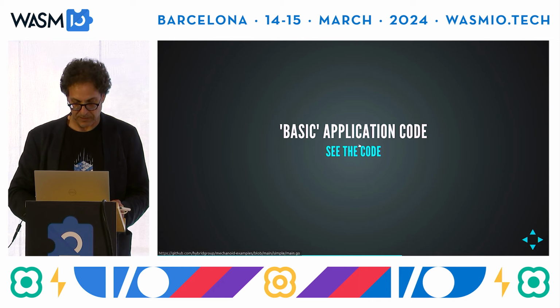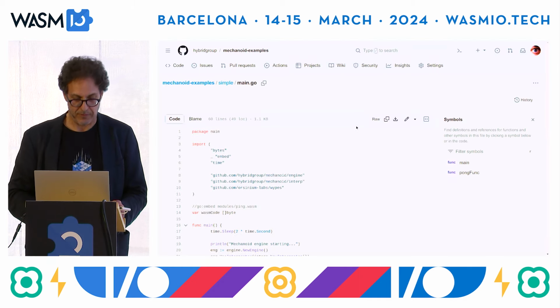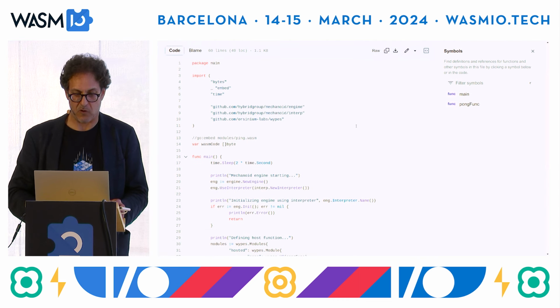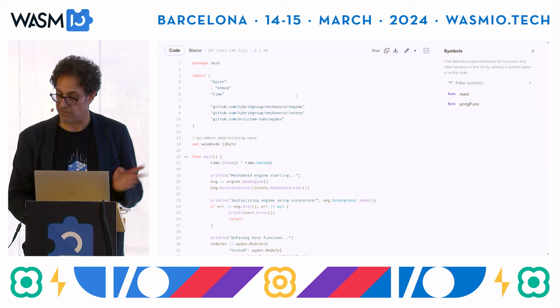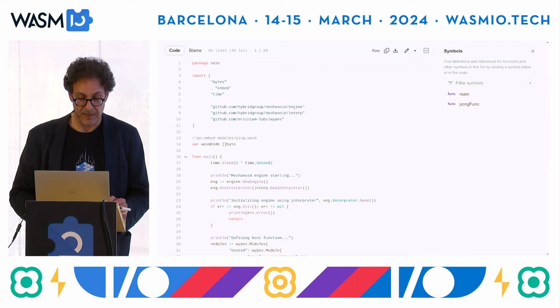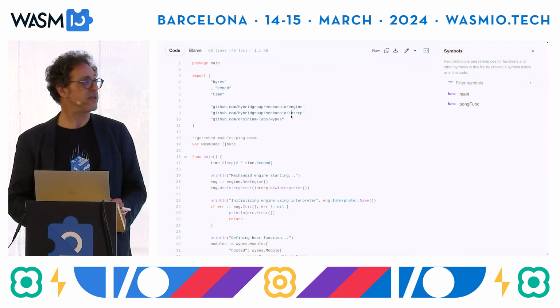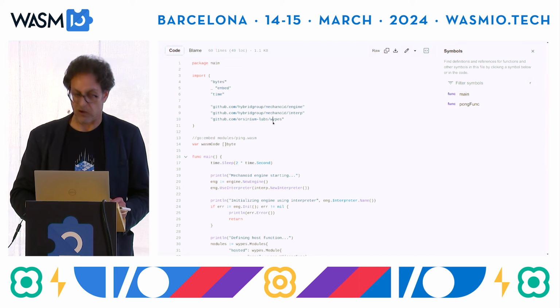All right, now let's look at the application code. What actually calls this? Hello, there we go. It's your basic Go program, and this is going to be compiled with TinyGo, but first we'll compile it with Big Go. So we've got the mechanoid engine, we've got the interpreter that we saw before, we've got our wipes package.